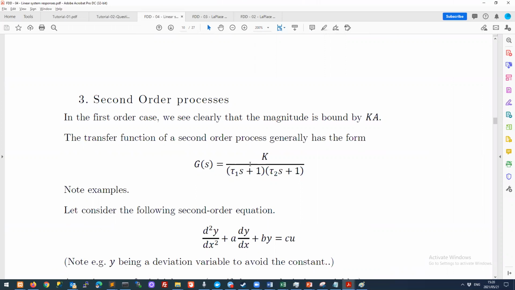Okay, so first order, we can see we have ways to analyze whatever function we throw at it, whatever input we apply. As long as it's first order, we can generalize it and figure out what that process will do.